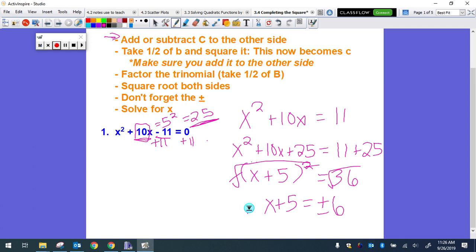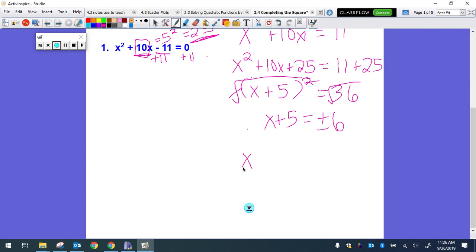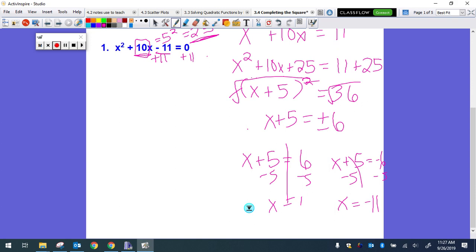Now we just need to solve for x. I want to get x by itself. So watch how I'm going to do this. I'm going to set x plus 5 equal to positive 6, and I'm going to set x plus 5 equal to negative 6. So when I solve this, subtract 5, I get x equals 1. When I solve this, subtract 5, I get x equals negative 11. So those are your two answers, 1 and negative 11.